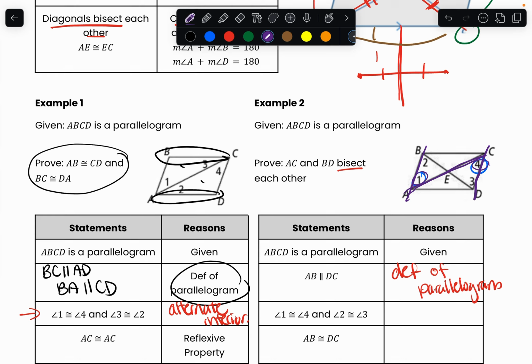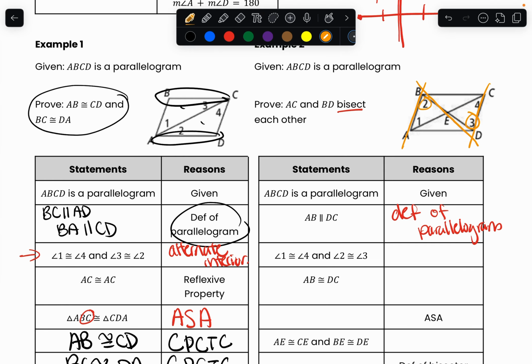Now let's look at angle 2 and angle 3. Okay, this is my parallel lines. And I have angle 2 and angle 3. If you look at it closely, you realize that angle 2 and angle 3, with this transversal line right here in the middle, are also alternate interior angles. So they are also going to be congruent. So for my reason right here, claiming why they're congruent, I'll put alternate interior angles. Okay.